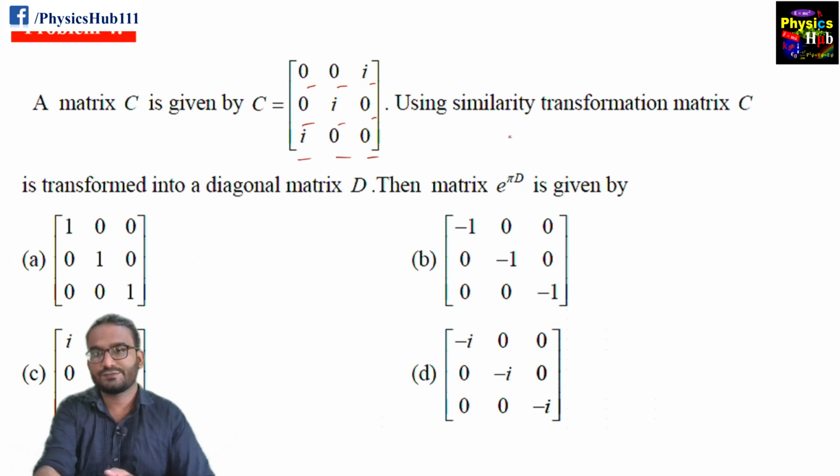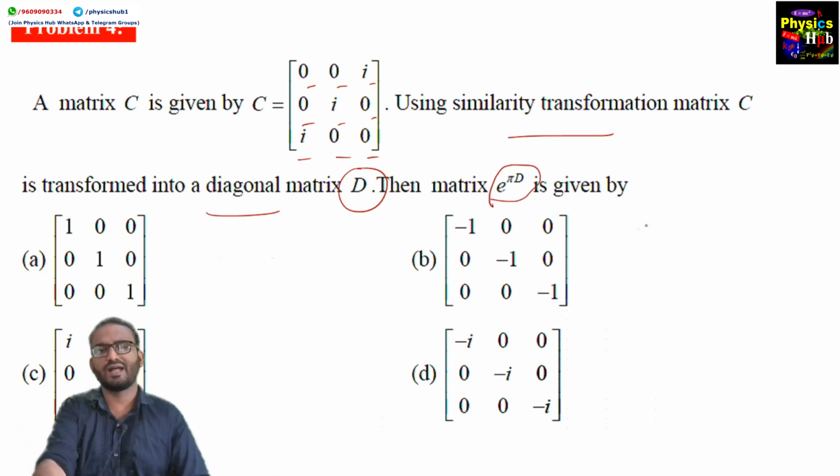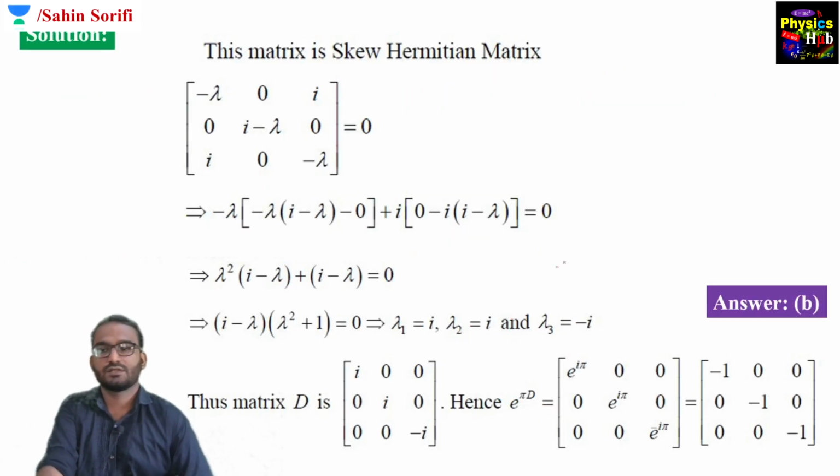Using similarity transformation, matrix C is transformed into a diagonal matrix D. Then what will be the matrix e to the power pi D? This is also a very interesting question. How can we do that? We have to know about the similarity transform. So let us just look at the solution.